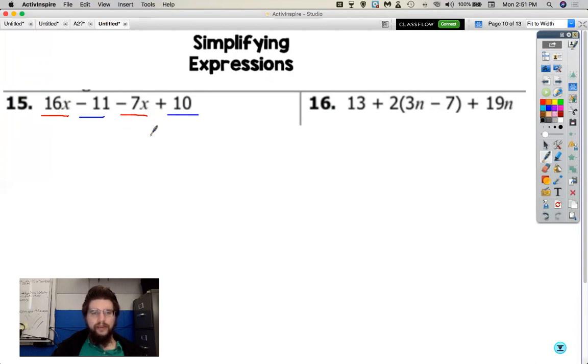16x and a minus 7x. Whatever sign to the left of your number is what that number is. So this whole thing right here is a negative 7x. You can look at it. So 16x minus 7x is 9x. Or 16x plus a negative 7x is 9x. Whatever makes you happy. Negative 11 plus 10 is negative 1. Oh, we're done. That's it. Nothing else. That's simplify. Moving on.